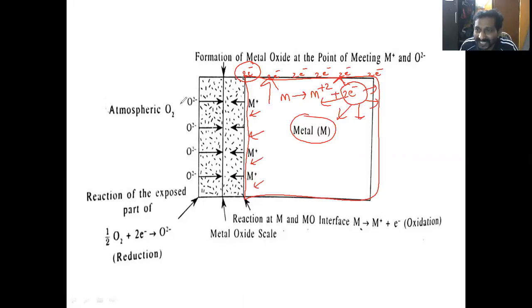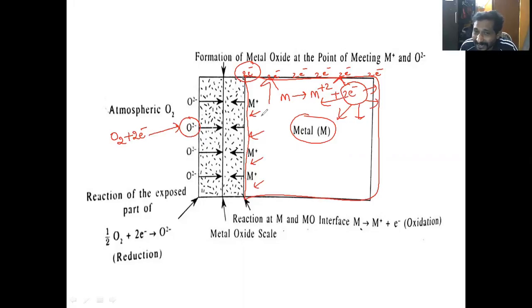We are discussing oxidation corrosion. So the oxygen will consume the electrons to convert to oxide ions. Oxygen consumes the liberated electrons from the metal to convert to O minus 2, the oxide ion. So at the surface, oxide ions are there.